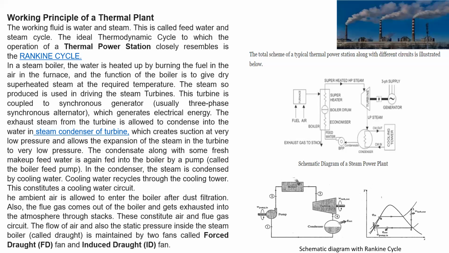Okay. Now that I have explained, the exhaust steam from the turbine is allowed to condense into water in the steam condenser of the turbine, which creates suction at very low pressure and allows the expansion of the steam in the turbine to a very low pressure. Not to worry about this, just whatever I told. The condensate along with some makeup water is fed into the boiler by a pump called the boiler feed pump. In the condenser, the steam is condensed by cooling water. Cooling water is shown here.